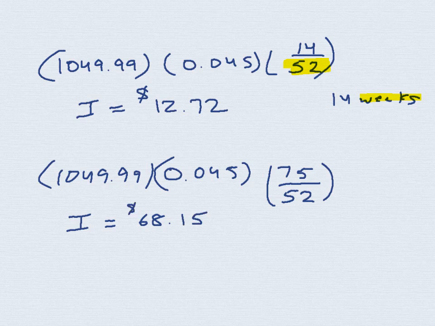No matter what, the denominator of your time is always going to be: weeks is 52, days is 365, months will be 12.